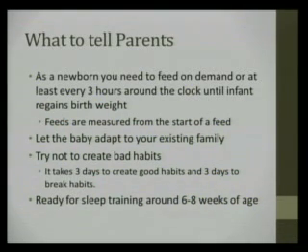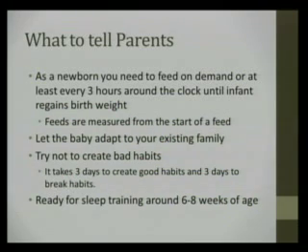It's important that they know that the feeds are measured from the start of a feed. It doesn't matter how long it takes the infant to feed. It's measured from the start. So they need to keep a diary of when they started feeding, and then 3 hours after that is when the baby has to eat again if they're still sleeping.